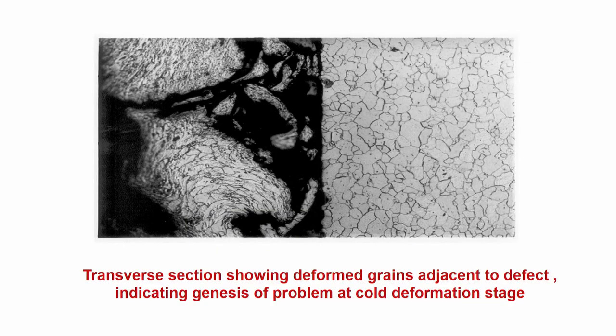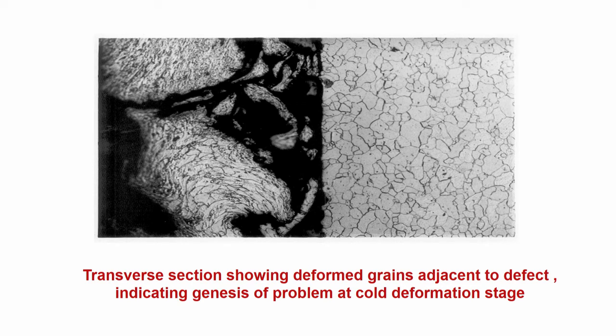Now, this is a defect area. There was a crack formation in the cold rolled product. We have taken the transverse section, and on the left side you will find deformed grains, while on the right hand side you find normal grains. That means adjacent to the defect the grains got deformed, whereas on the right hand side you find normal structure, where there is no defect.